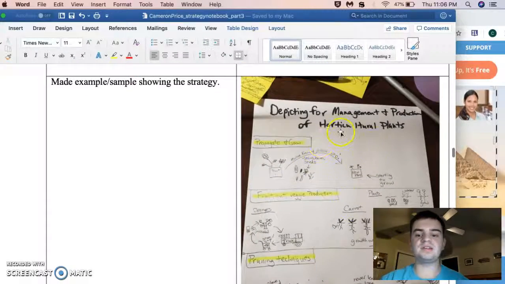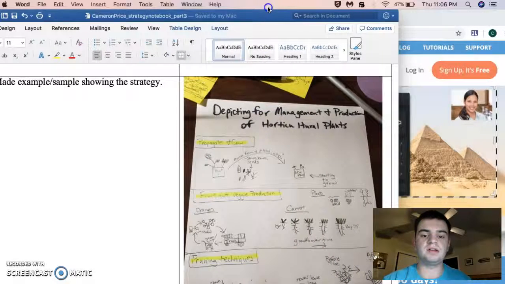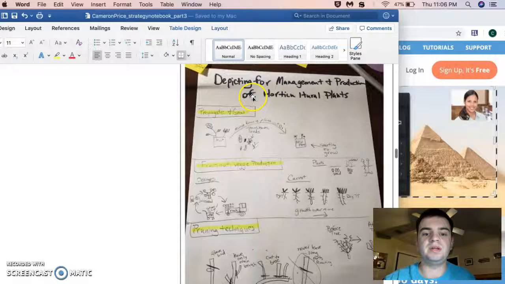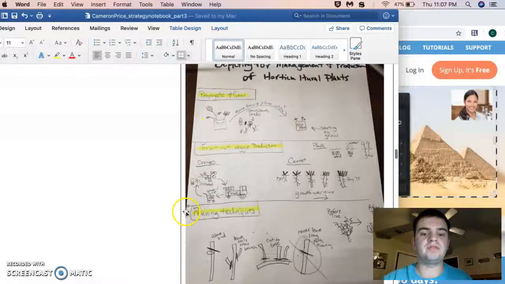So this is just something the student would do, but I actually drew it. I'm not the best artist, so this was just to give you an idea of what it would look like. This would be a depiction of management and production of horticultural plants. So these are sketches that lead to ideas they could use in their report, covering the different objectives of pruning, production, and propagation of growing.